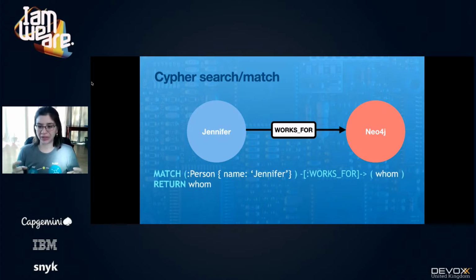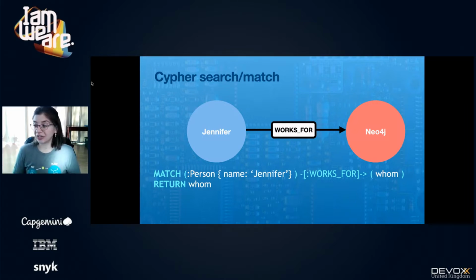So we do that with this statement here. We'd use the match keyword, which is a find or select. Then we know we have a node Jennifer. So again, our parentheses with our person label, name of Jennifer inside curly braces for the property. We know there's a works for relationship coming from Jennifer to something else, but maybe we don't know who or what Jennifer works for. So we're going to put a variable called whom, and we can name it whatever we want, in this case, whom, inside the parentheses for that second node.